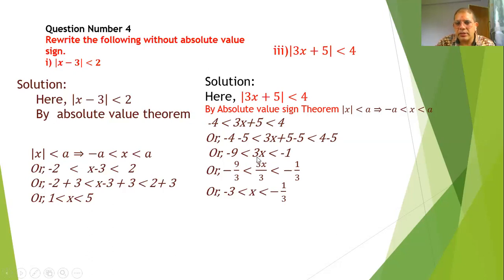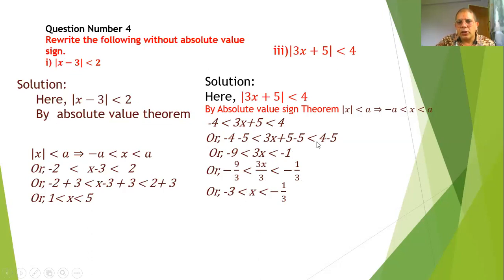Here it is multiplication. You should do just the opposite. To remove this multiplication, you should divide by 3. So divide by 3, divide by 3, divide by 3. Then you got -3 is less than x is less than -1 by 3. So your answer is this one.